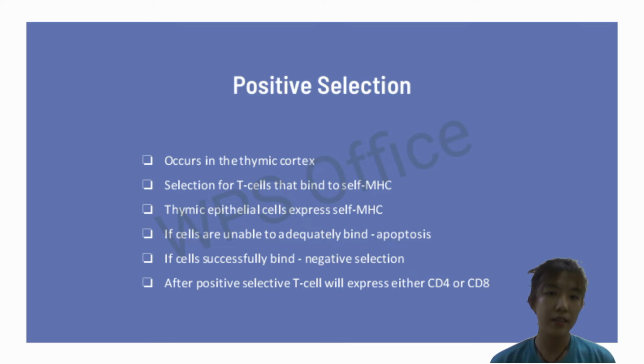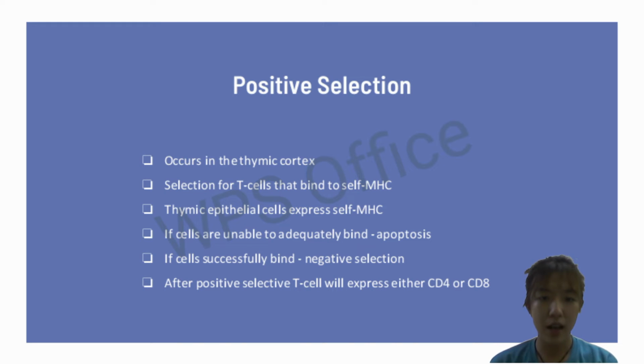So it selects the T cells that bind to self-MHC, either MHC class 1 or 2, because T cells must bind to our own cells in order to function properly. They bind to antigen-presenting cells and other normal cells to mount an immune response. Thymic epithelial cells present in the thymus will express these self-MHC molecules, which then interact with the developing T cells. If T cells cannot adequately bind to this MHC molecule, then they undergo apoptosis.